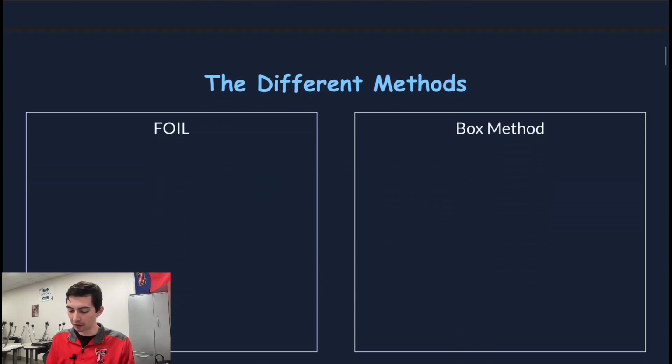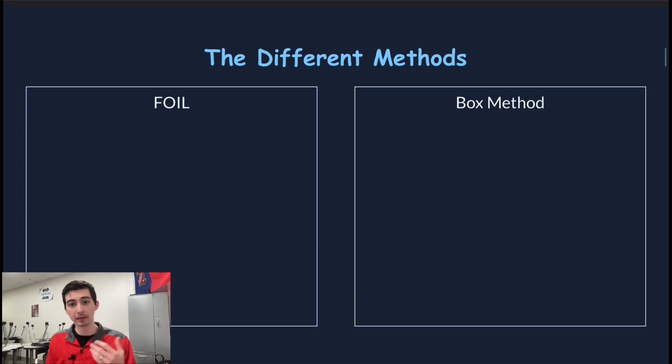And so there's two different methods that we're going to learn. We have the FOIL method and the box method. Now FOIL is an acronym. It stands for the first terms, then the outside terms, then the inside terms, and then the last terms.